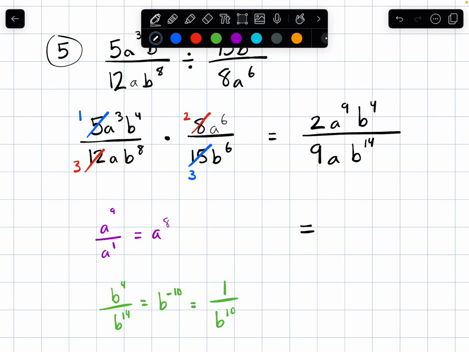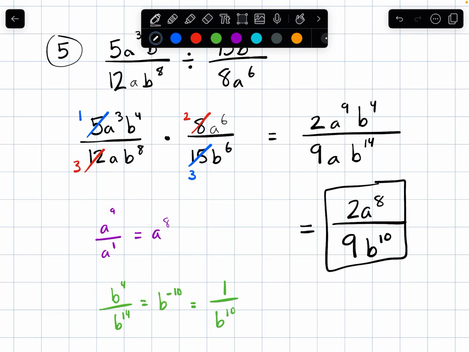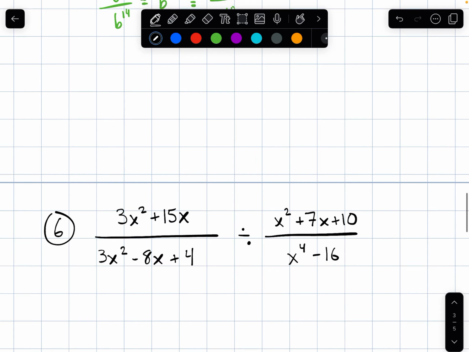So if I'm thinking about everything that's in my numerator versus denominator, in my numerator we have a 2. We also have a to the 8th. Here's the 2 and here's the a to the 8th. If I think about what I have in my denominator, we have a 9 and we have a b to the 10th. Here's the 9, here's b to the 10th. And that's going to be your final answer. You can't reduce the numbers or the variables any further.